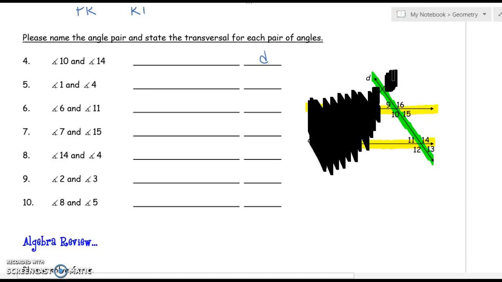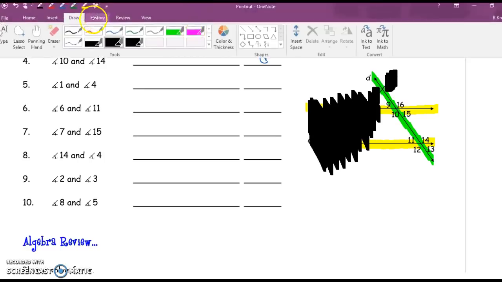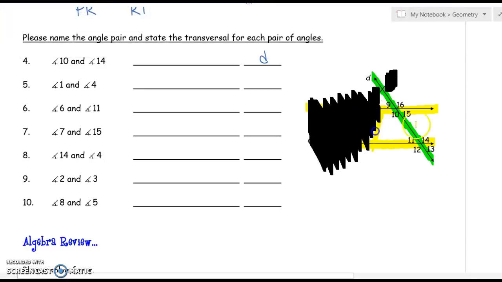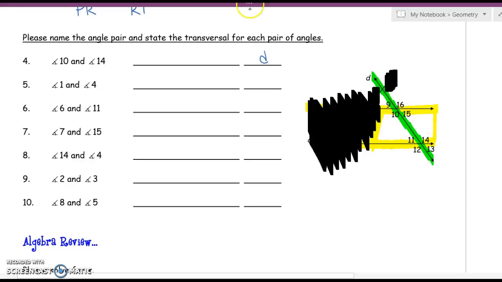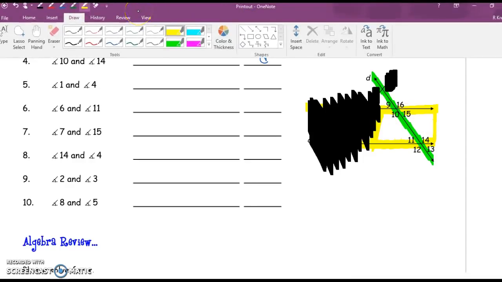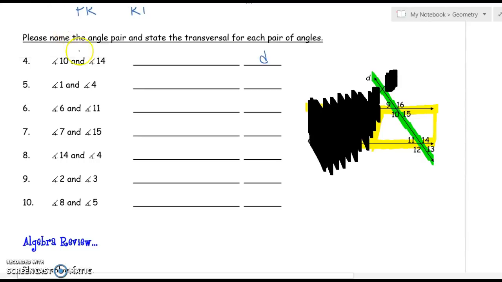All right. What we're going to do is take the two yellow lines and create a box like we did before. Anything inside the yellow box is interior. Anything outside the yellow box is exterior. All right. And so 10, 15, 11, and 14 are interior angles. 9, 16, 12, and 13 are exterior. All right, but the ones that we're focusing on are 10 and 14. So here's angle 10, here's angle 14.